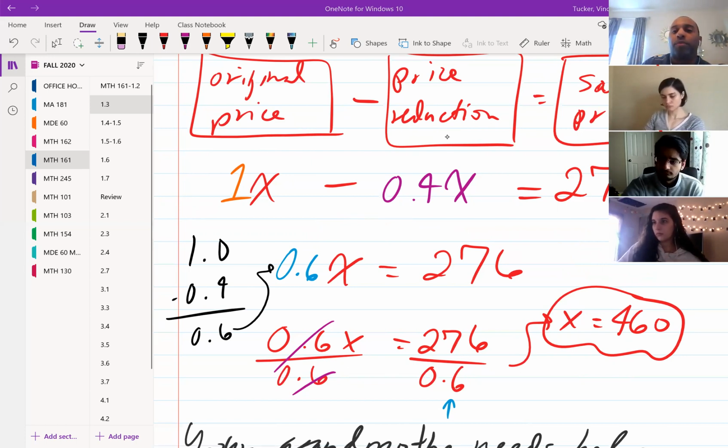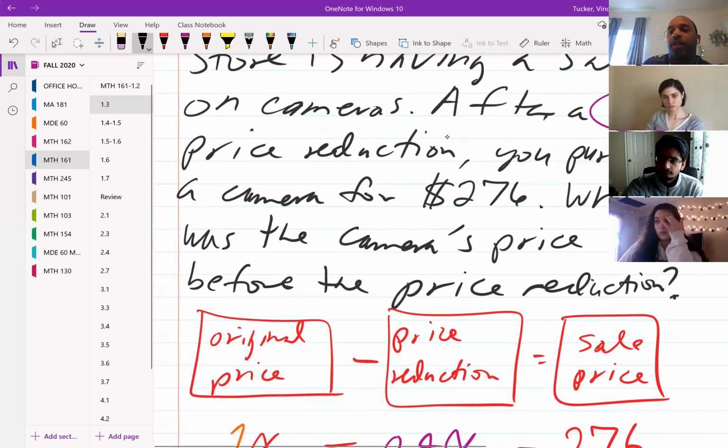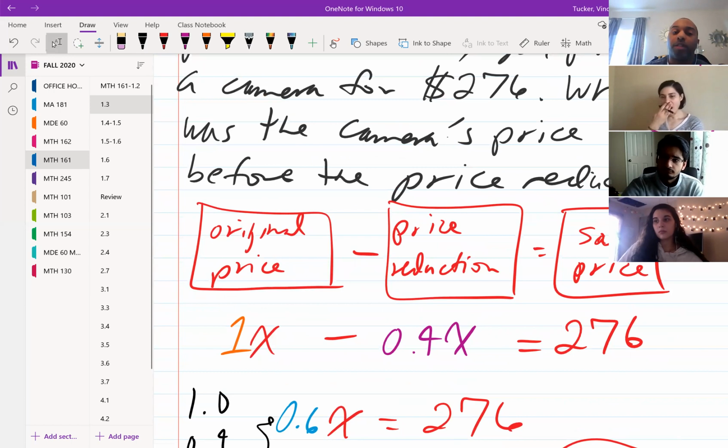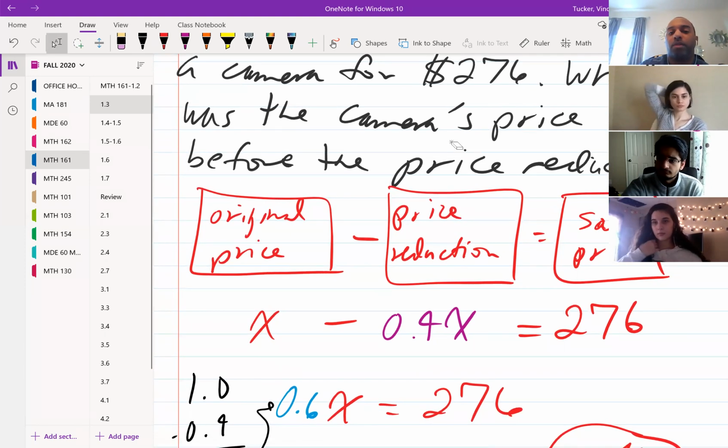Because we're doing 40%. When you're looking at this right here, 40% price reduction, you were taking 40% of the original price, and our original price is X. And so that's why it's 0.4X. All right. Anybody else before we go to the next one?